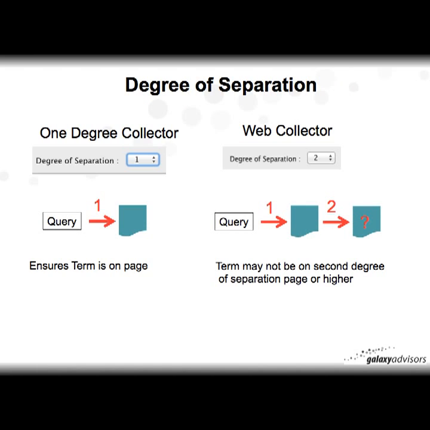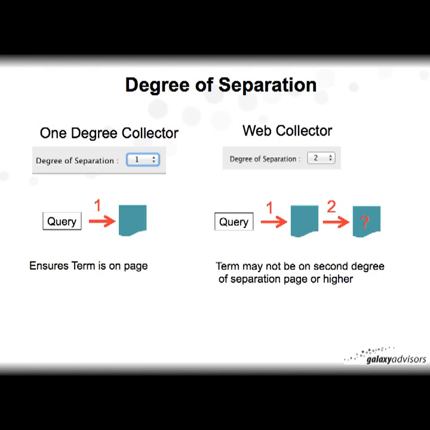Now, what is degree of separation? Well, again, degree of separation is the number of steps from your query term to the resulting search. So for an example of 1, those pages or resulting URLs are exactly 1 step away from the query.